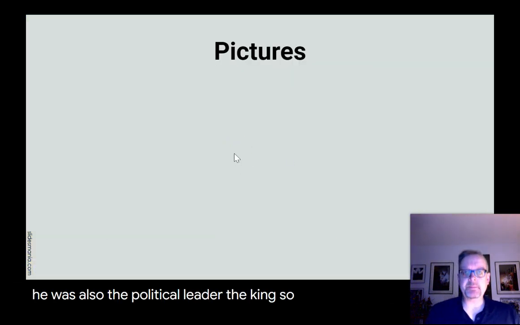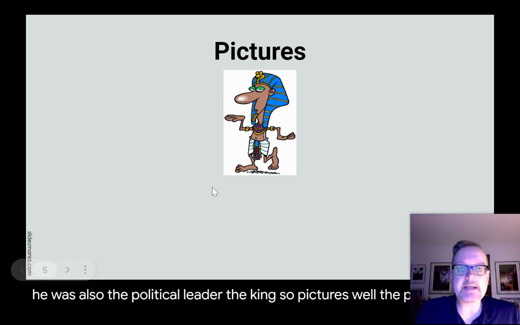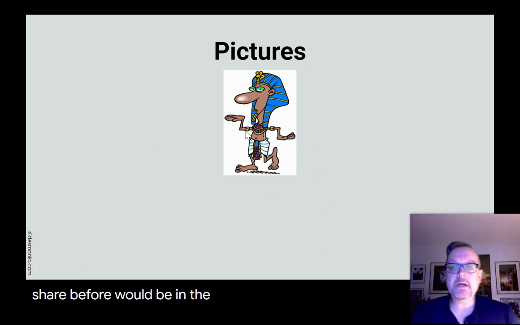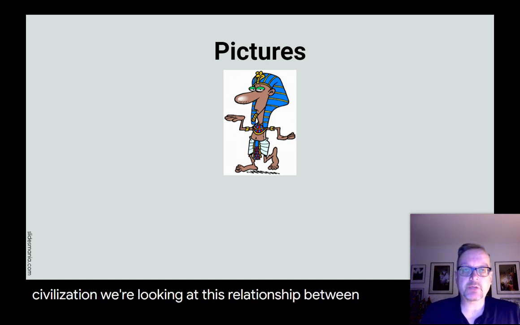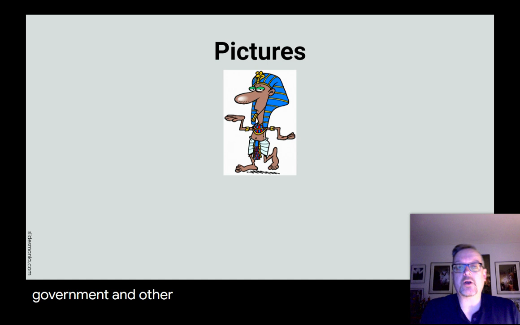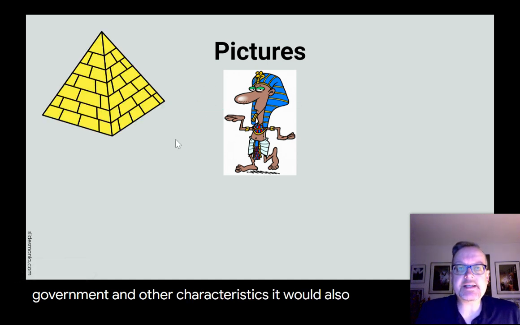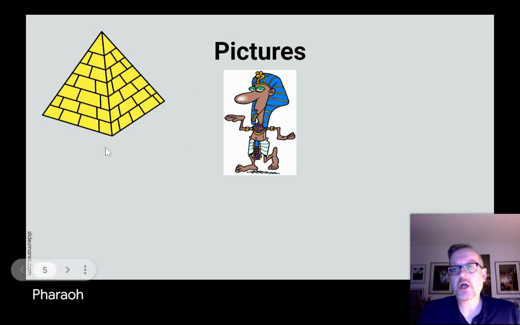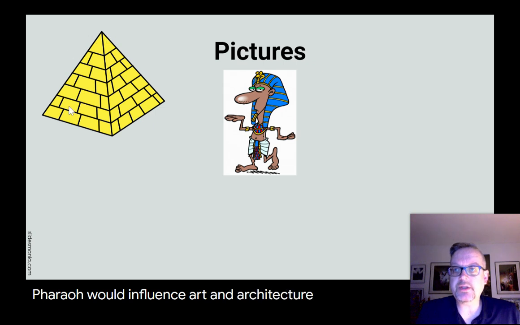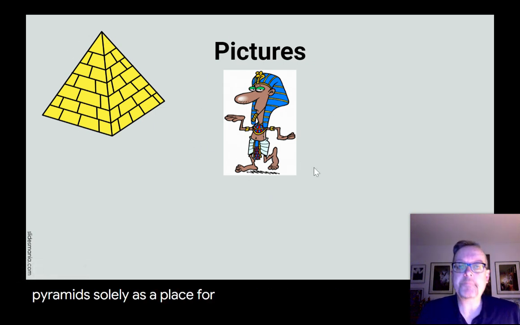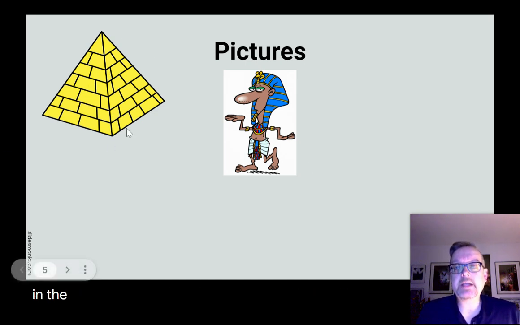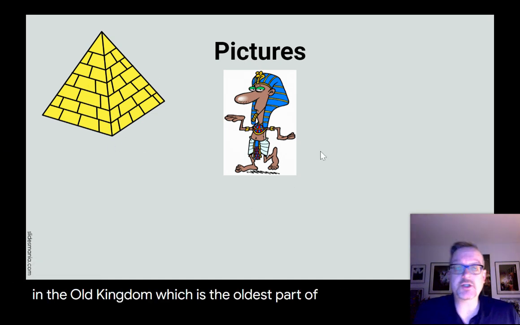So, pictures. The pharaoh, as I shared before, would be in the middle of ancient Egyptian culture, civilization, when we're looking at this relationship between religion, government, and other characteristics. This idea of the pharaoh would also influence art and architecture with the construction of pyramids solely as a place for a pharaoh after he died. This only occurred in the Old Kingdom, which is the oldest part of Egyptian history.